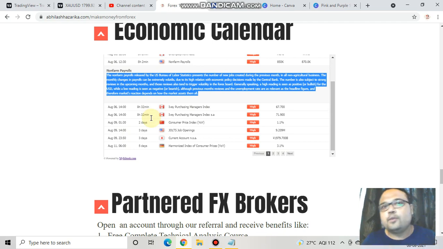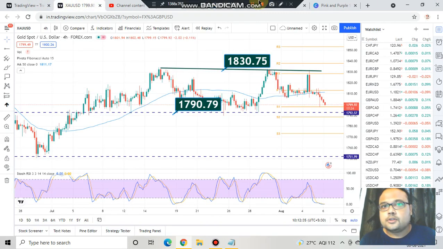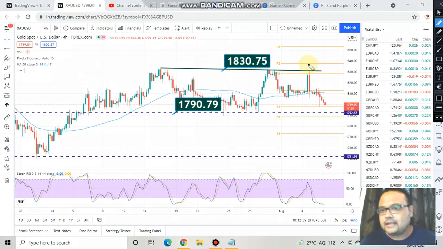So the NFP report for this Friday is extremely important, and it is one of the most important driving factors of the market. Therefore, every trader will keep his eyes on the NFP report for the day. Until and unless, the strategy remains the same: if the market bounces from here, go for a buy.